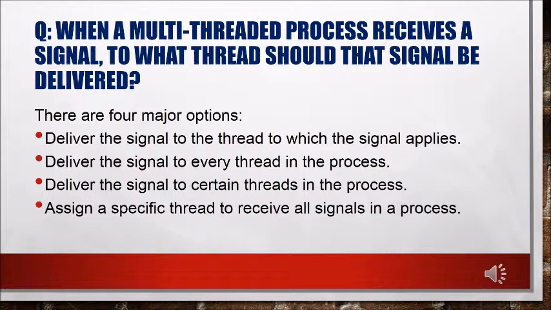Question. When a multi-threaded process receives a signal, to what thread should that signal be delivered? There are 4 major options you can use in signal handling. First, deliver the signal to the thread to which the signal applies. 2. Deliver the signal to every thread in the process. 3. Deliver the signal to certain threads in the process. Lastly, assign a specific thread to receive all signals in the process.